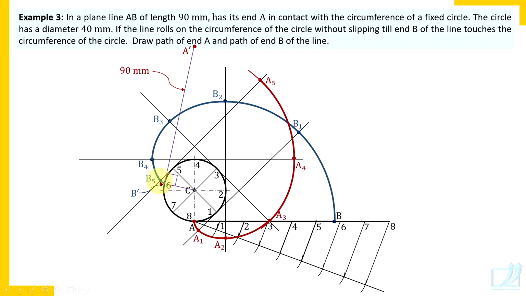So that means when point B moves from B5 onwards and comes in contact with the circumference of the circle, point A moves from this position to the final position. So complete the curve for point A also. These curves you can draw freehand, no problem. And with a little practice, you will be able to draw a smooth curve passing through all these points. So this is how we have completed the drawing.